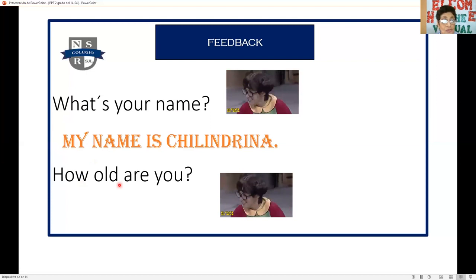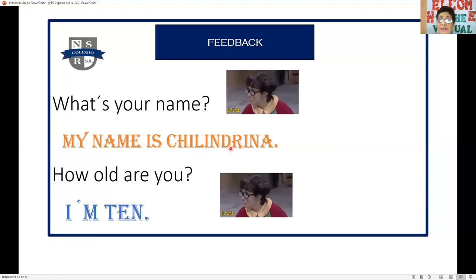Next question. The question says, how old are you? Remember, how old are you? And here we have also Cilindrina. What is the answer? Can you tell me, please? Okay. Excellent. The answer is 19, because the question is about the age. How old? This part of the question tells you, I am talking about numbers, about the age. So, how old are you? 19. And here, name is talking about the name of the person. What's your name? My name is Cilindrina. Okay?